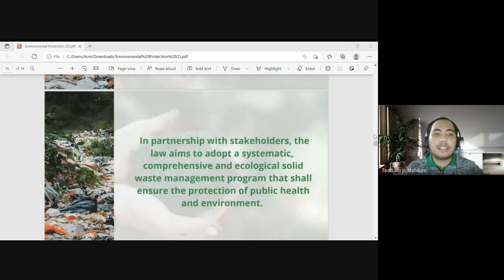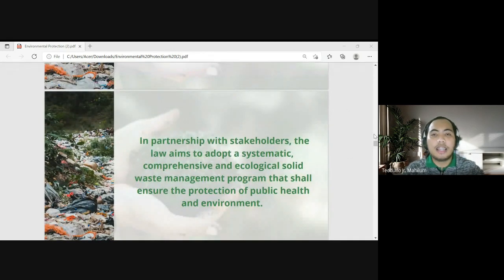In partnership with stakeholders, the law aims to adopt a systematic, comprehensive, and ecological solid waste management program that shall ensure the protection of public health and environment. This RA 9003 ensures proper segregation, collection, storage, treatment, and disposal of solid waste through the formulation and adaptation of best eco-waste products.